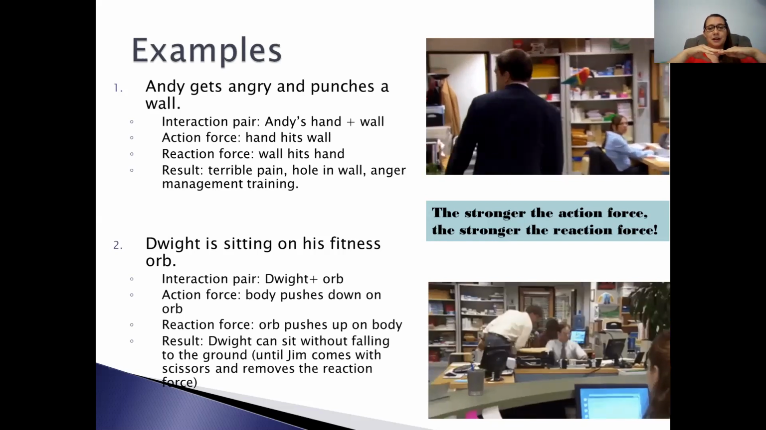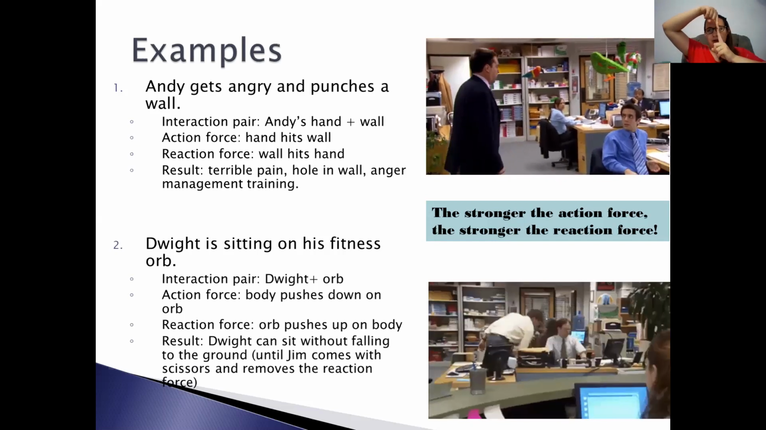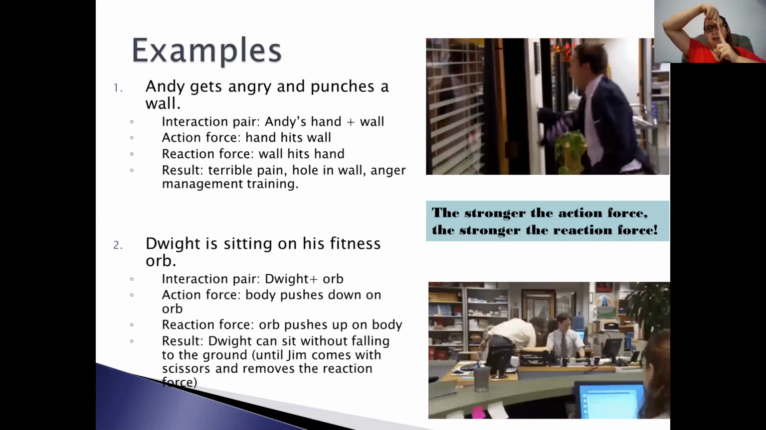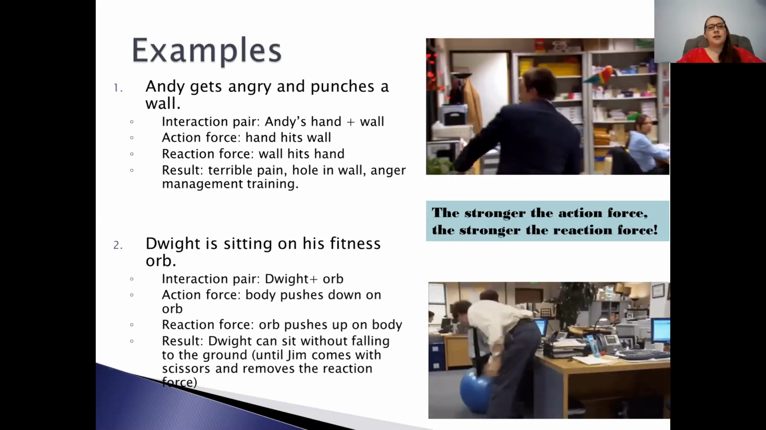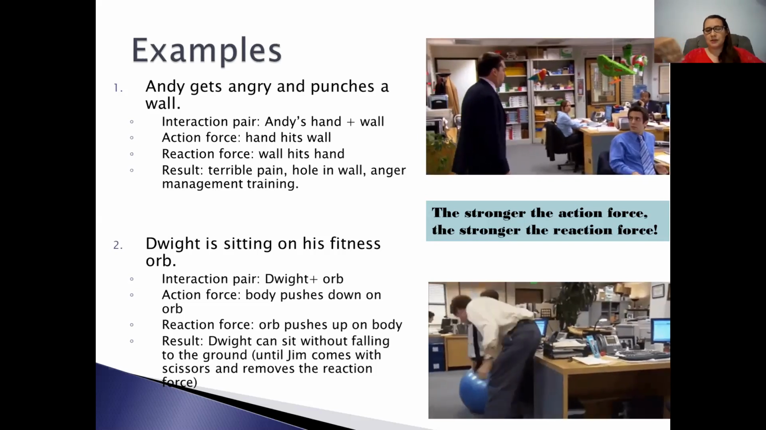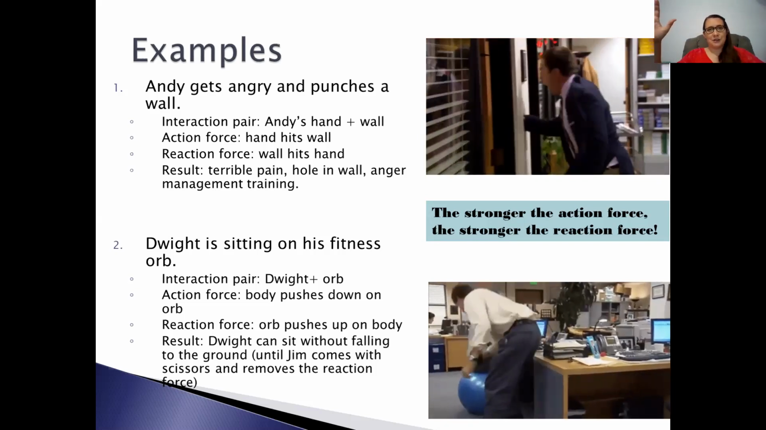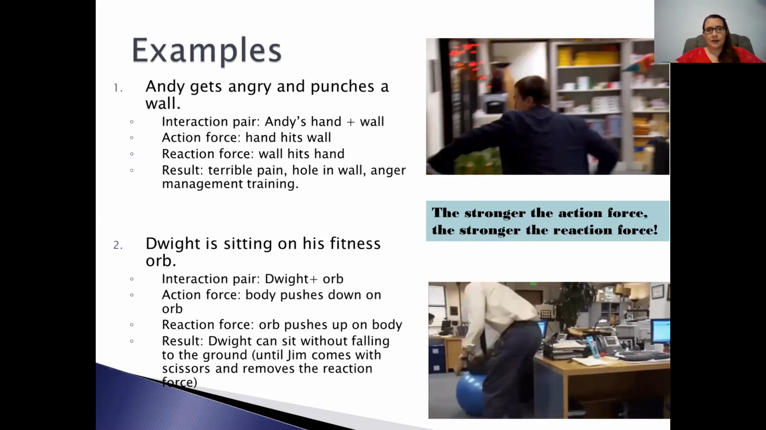They're balanced by each other, right? So his body's pushing down, the orb is pushing up on his body. That's the action force and the reaction force. And the result is that Dwight can sit there happily until Jim comes with scissors and removes that reaction force, and now Dwight falls down to the ground.